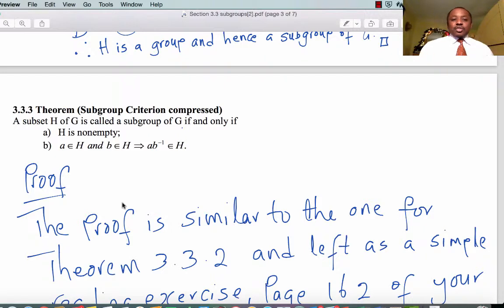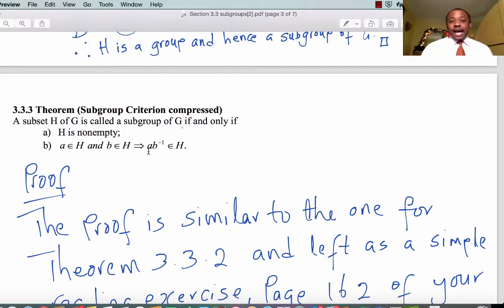3.3.3 Theorem. Subgroup criterion compressed. A subset H of G is called a subgroup of G if and only if, number one, H is non-empty. Number two, if A is an element in H, B is an element in H, A times B inverse is an element in H. Wow. So I do not even have to verify three conditions. Two would be enough. Observe that condition 2 here is actually compressing conditions 2 and 3 in the previous theorem. We are dealing with closure and existence of inverses at the same time.